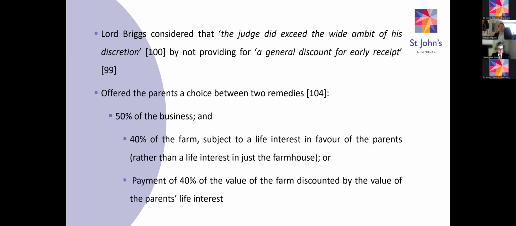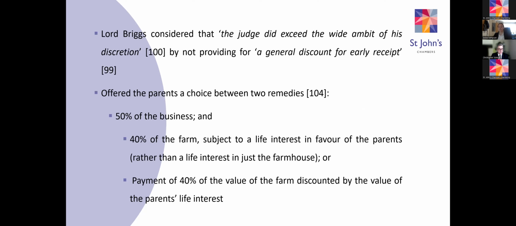A little guidance can, though, be derived from the award which Lord Briggs ultimately made. As indicated, he did allow the appeal, and consequently, he redetermined the appropriate remedy, in particular, including a general discount for early receipt, something which he felt the first instance judge had not allowed for in his award. Therefore, while Andrew would still receive 50% of the farming business, Lord Briggs altered the award in respect of the farm itself.